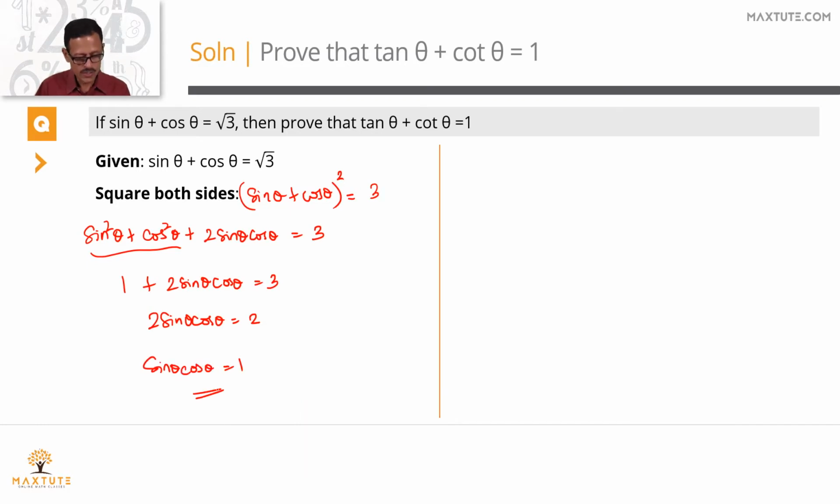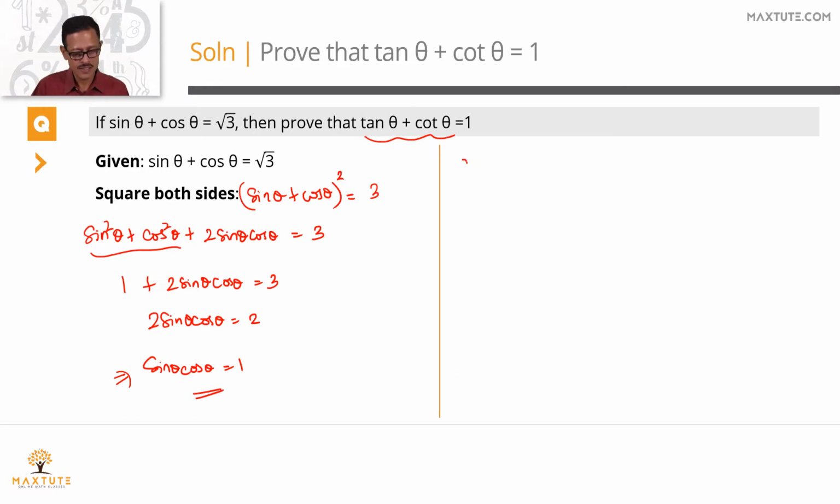Let's see what we can do with this information. Essentially, if sin theta plus cos theta is equal to root 3, then it would translate to the fact that sin theta into cos theta is equal to 1. Now we need to prove that tan theta plus cot theta is equal to 1. Obviously, we can't start with the RHS. We need to start with the LHS.